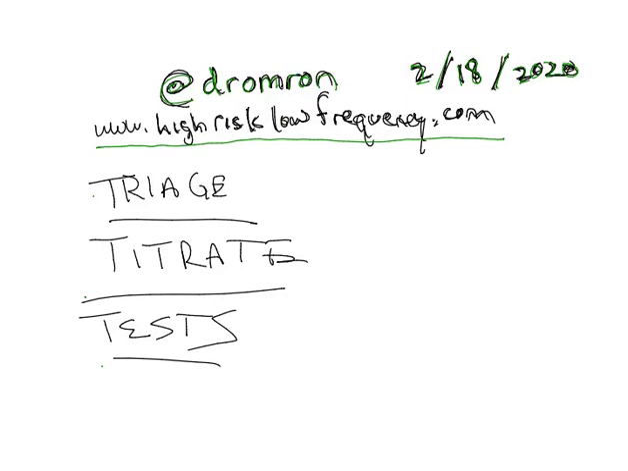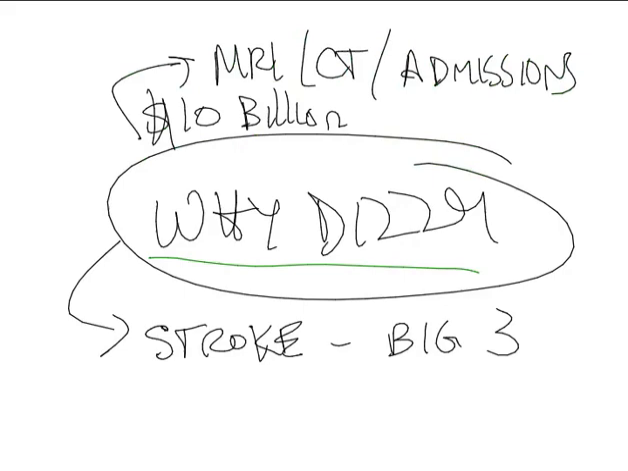Now you might ask, why dizzy? Why assess the dizzy patient, and why is this such an important thing? One thing that has been shown is that stroke is one of the most common misdiagnosed diseases. It's one of the big three. It also leads to a considerable amount of misdiagnosis, and dizzy in particular leads to excessive tests like MRI, CT, excessive admissions in America to the total of more than $10 billion.